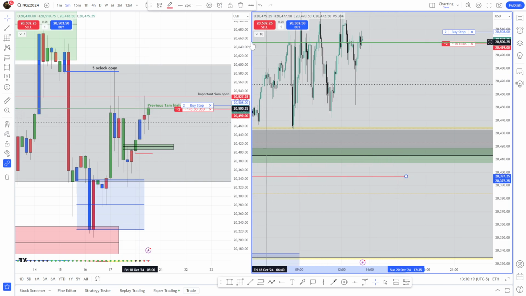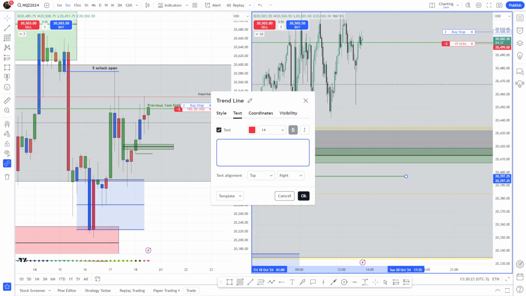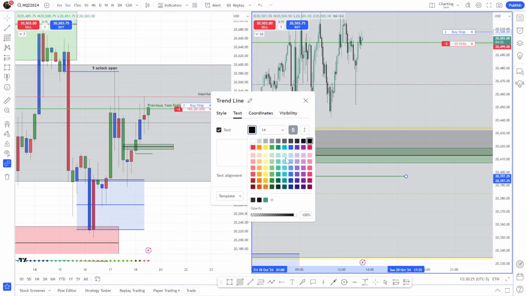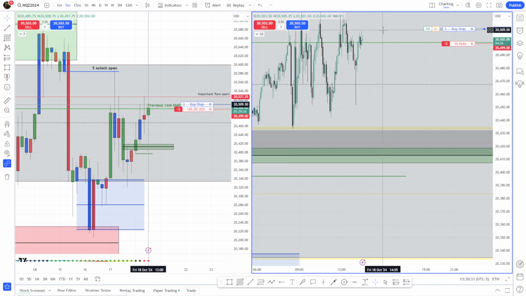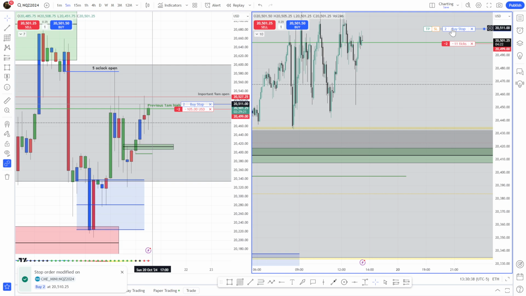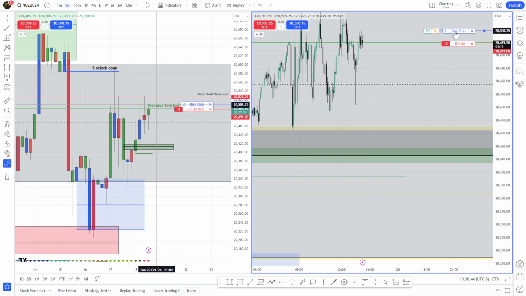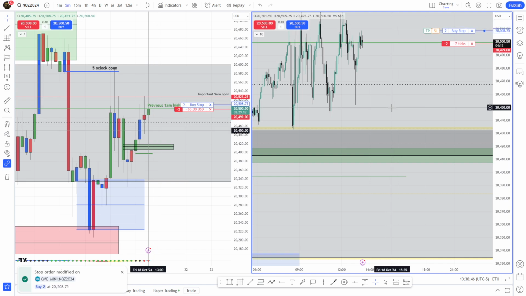We'll just mark this out, call that green. Okay, I'd like to move my buy stop just to the, what's the height of this right here? We got 508.75, 508. There we go. Okay.